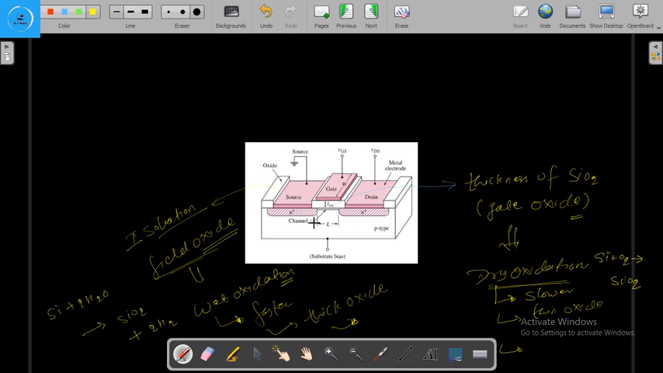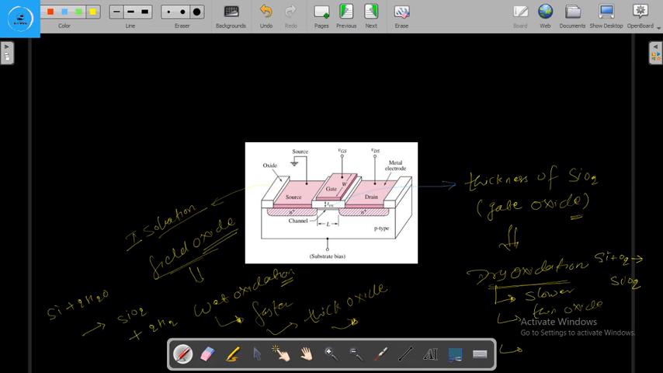So we have seen what is the difference between the gate oxide as well as the field oxide. The gate oxide is formed by the dry oxidation, while the field oxide is formed using the wet oxidation. We have seen that dry oxidation is a slower process and wet oxidation is a faster process. We can obtain a thin oxide by using dry oxidation, and a thick oxide using wet oxidation, and we have seen the chemical equations here.